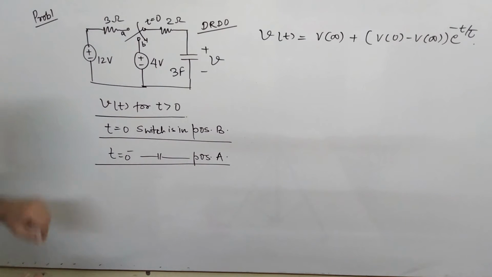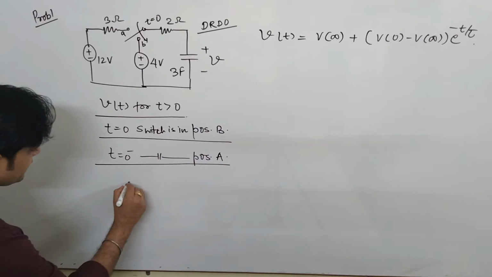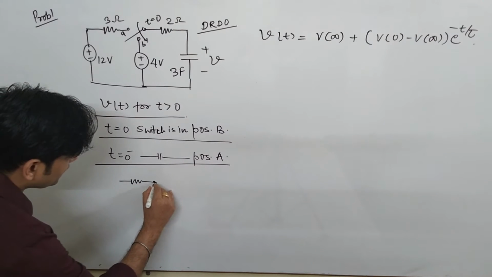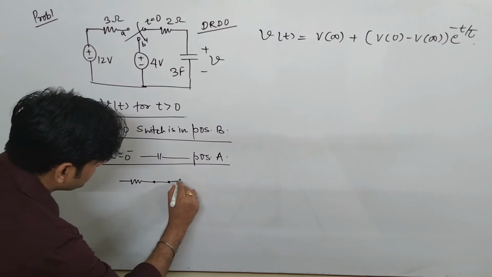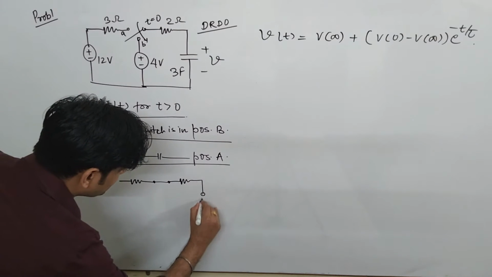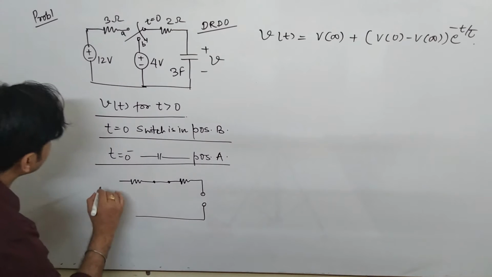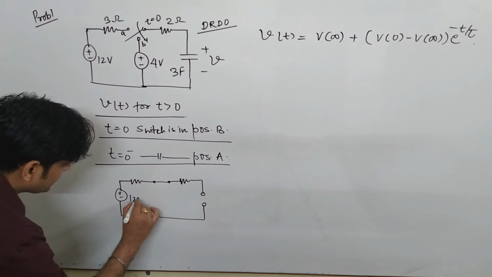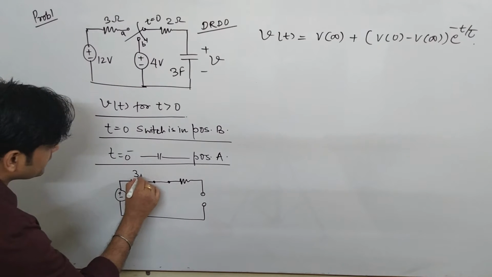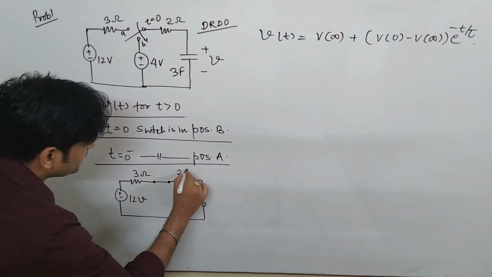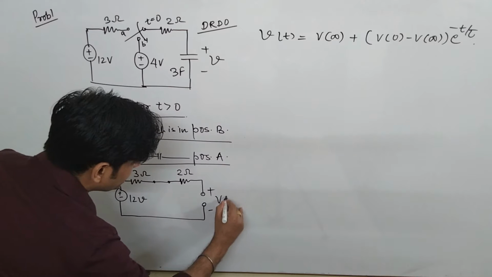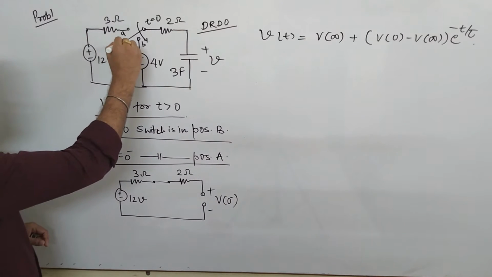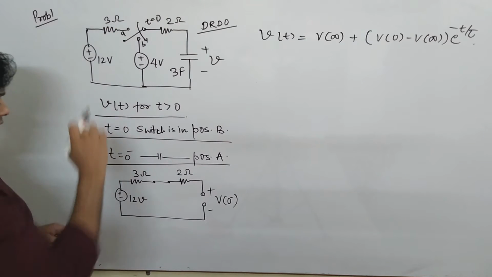So once the switch is in position A, what will be our circuit? I am redrawing this network here. This is our position of switch. This is one more resistance. This capacitor will act like an open circuit, and here is the voltage present, that is 12 volt. This is 12 volt, this is 3 ohm, this is 2 ohm, and the voltage that appears here is V0 negative.